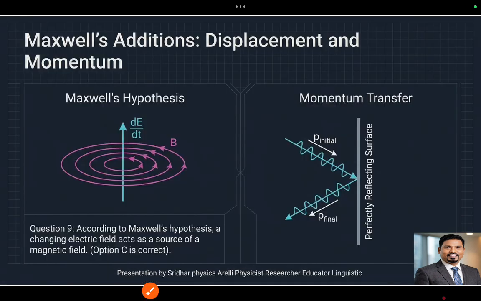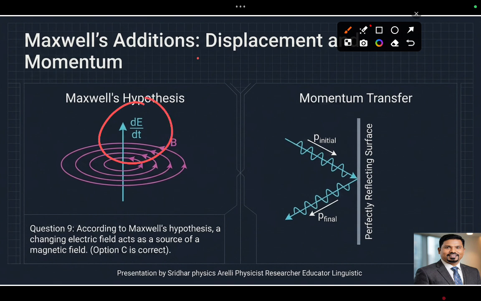Maxwell's additions. What is the addition? Maxwell considered displacement current and momentum. This is the hypothesis for dE by dt. According to Maxwell's hypothesis, a changing electric field acts as a source of the magnetic field. That means if there is a change in the electric field, the changing electric field produces a magnetic field. This is all about the Maxwell hypothesis.